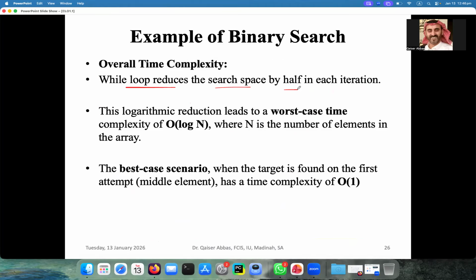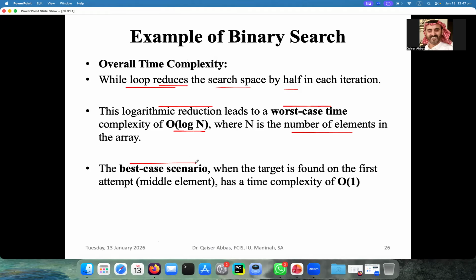Okay. So this reduction, this logarithmic reduction, then the worst case, which means big O, the worst case time complexity, which means the maximum number of comparisons for this, would be order of log of n. You will ignore the constants, where n is what? The number of elements in the array. N is always the number of elements in your input.